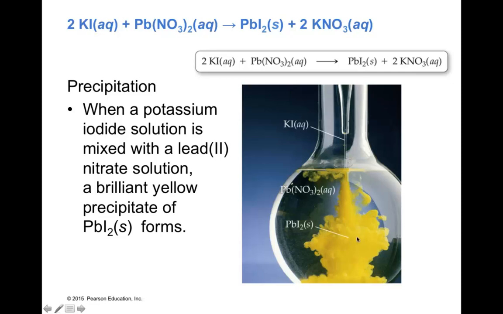It is insoluble. And as we mentioned before in the rules, when you have iodine, the compounds will be soluble with exception of when they have, for example, silver, mercury, or lead. And this is one example of that exception with lead. So even though most of the time compounds with iodine or fluorine or chlorine are soluble, the exception is when they are combined with silver, mercury, or lead.